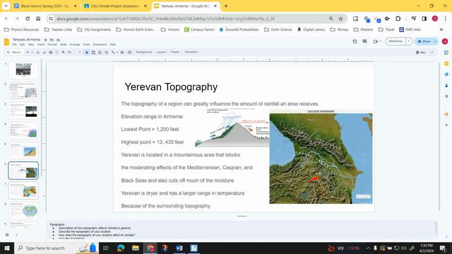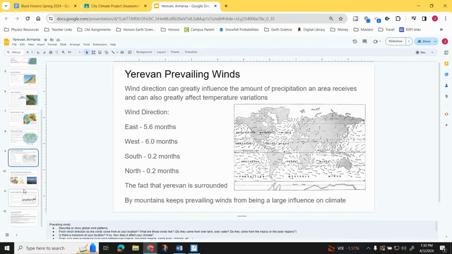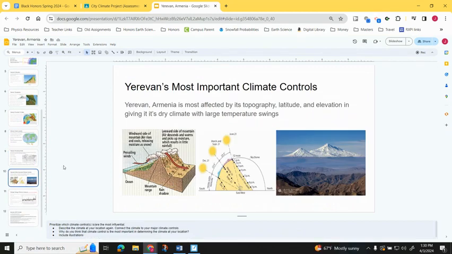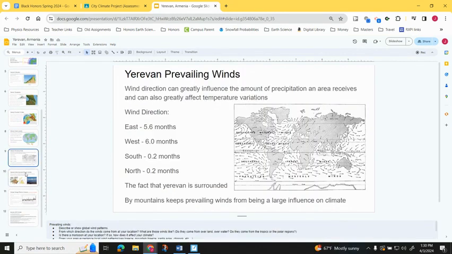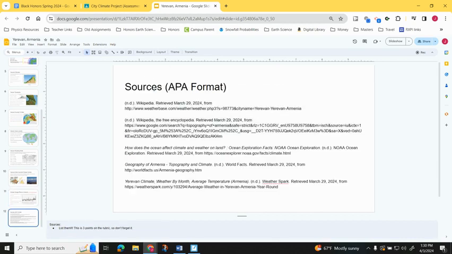And that goes forth for every single slide. And one thing I will say, this one, where is it? Climate change, you will not do this slide right here. So it says this is not in your presentation. So you can delete this slide. It is in the template, but just delete it. You're not going to do this one. You will, however, have your sources listed in APA format.